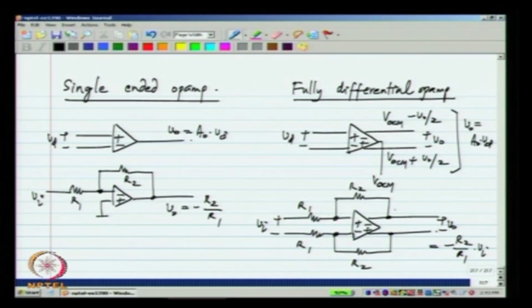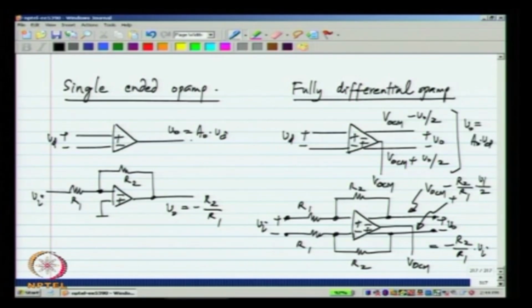Okay. And if you look at the individual voltages, let me assume that the output common mode voltage is set to some voltage VOCM. This will be VOCM minus R2 by R1 Vi by 2, and this other side will be the same thing except with a plus sign. Okay. So, the output will be fully differential. So, this is how you make fully differential circuits.